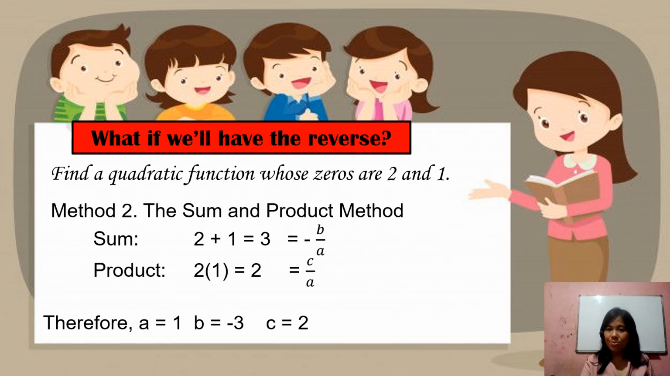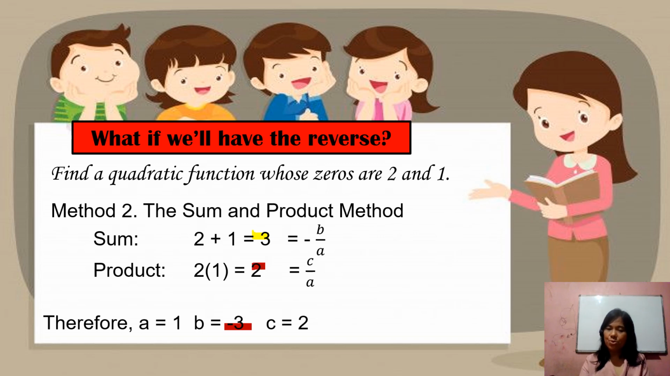And since our b shall be changed into its opposite sign, from positive 3, let's put a negative here. So the positive 3 became negative 3. Okay? Then c is of course the product from the product here.